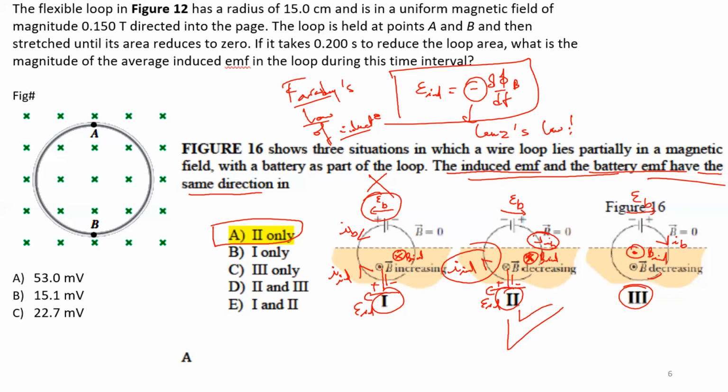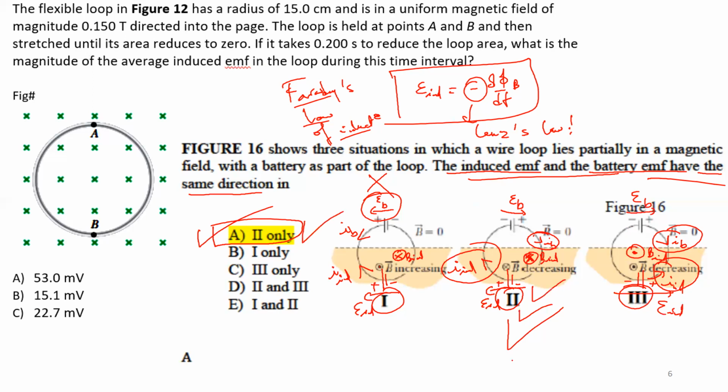Of course, the current induced will be going counterclockwise. That means my EMF induced is B in this direction. This is minus, this is plus, and this is EMF induced. And you see that the EMF induced is opposing the EMF of the battery. The currents are opposing each other. One, the current of the battery is going clockwise, the current of the EMF is going counterclockwise. So of course, A is the right answer.